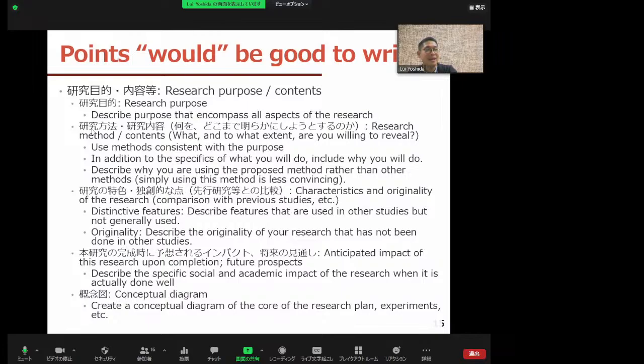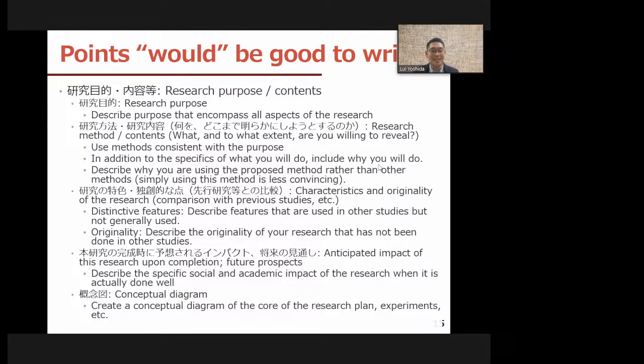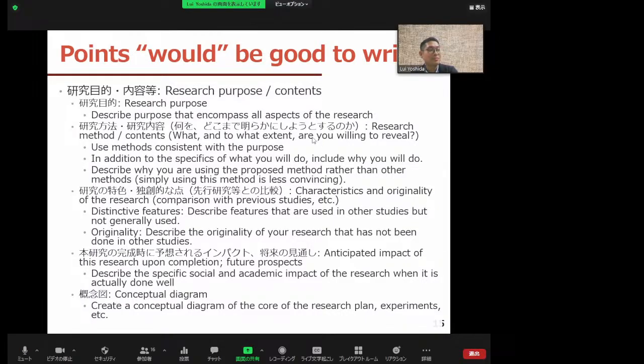On the other hand, in the research methods and research contents, please write down the methods consistent with the purpose. In addition to the specifics of what you will do, include why. In many research proposals, they say just I will do this and I will do this. But as a reviewer, we cannot understand why you will use this method rather than other methods. So I'd like you to describe why you will use those methods, and please compare them to other methods.